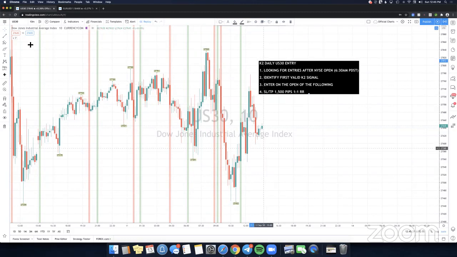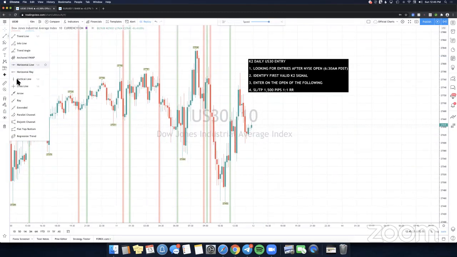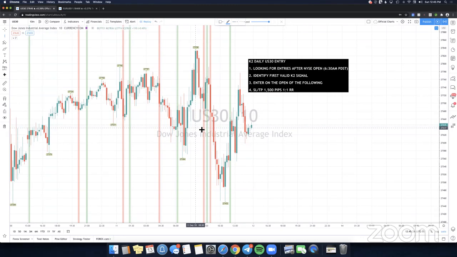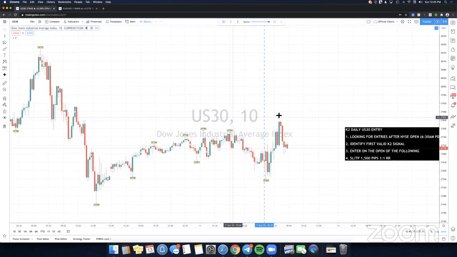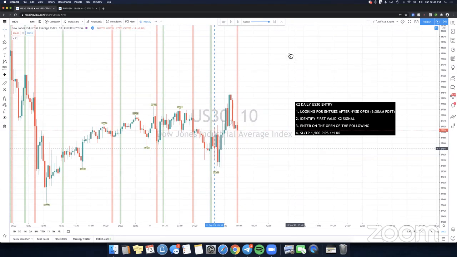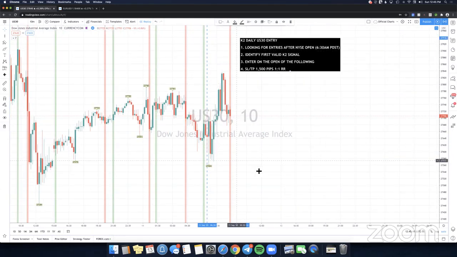Okay, so I'll rewind to the open of the market, which is 6:30 a.m., which is going to be right over here. All right. So I'll rewind to that point. So the first requirement, you want to look for entries after the New York Stock Exchange open, which is 6:30 a.m. And then right here, you can see this is 6:30 a.m. This is when the stock market opened. So after that, you can start looking for entries. After this happens, you can identify the first valid K2 signal.